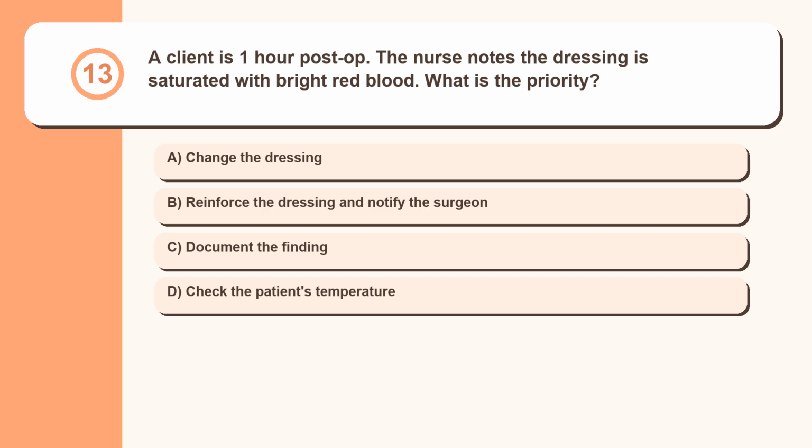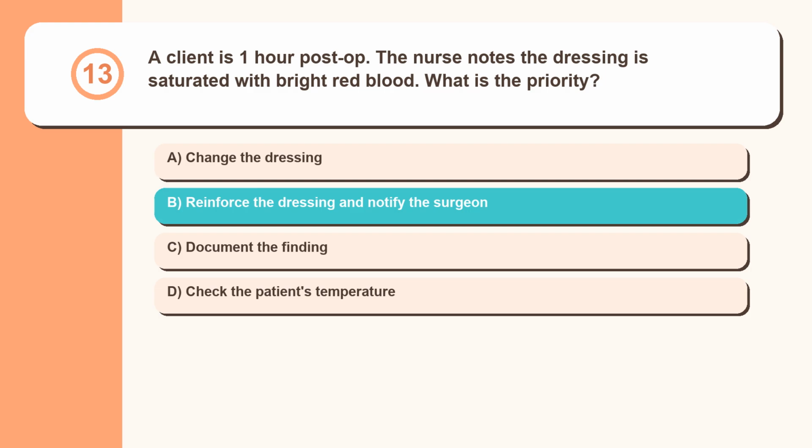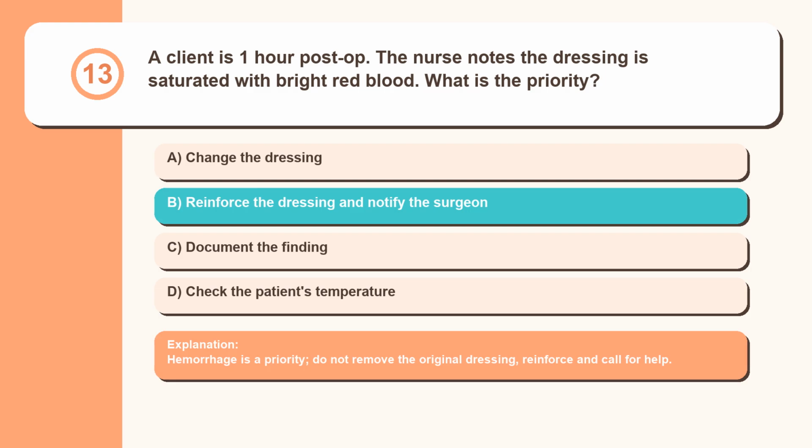Question 13. A client is 1 hour post-op. The nurse notes the dressing is saturated with bright red blood. What is the priority? Change the dressing, reinforce the dressing and notify the surgeon, document the finding, check the patient's temperature. Hemorrhage is a priority. Do not remove the original dressing; reinforce and call for help.